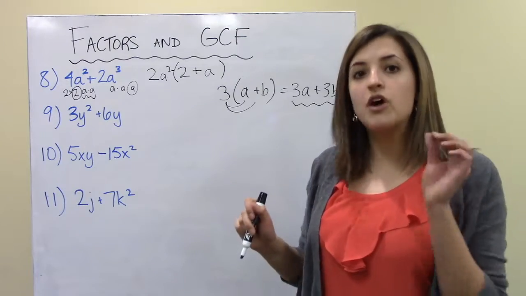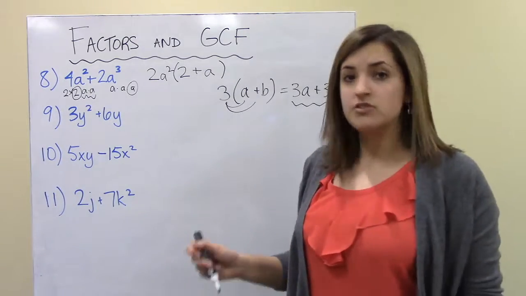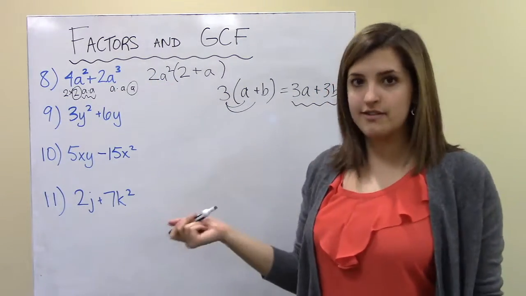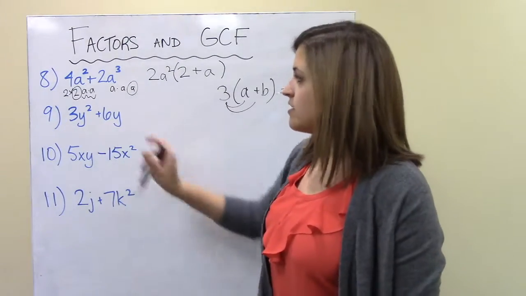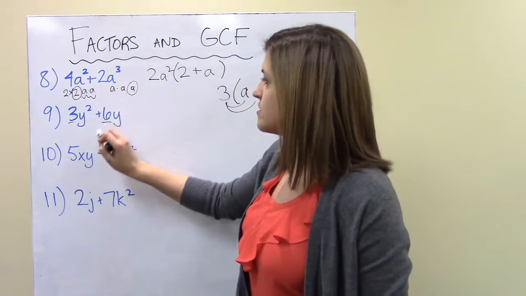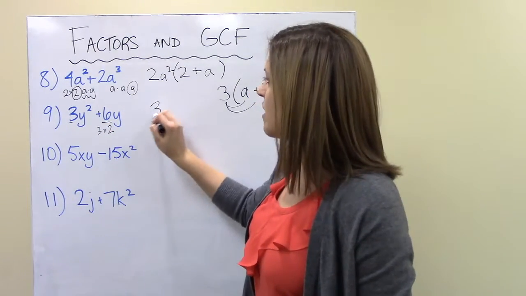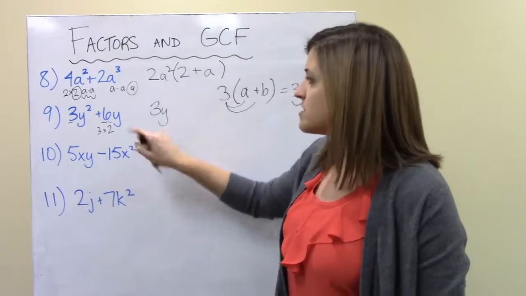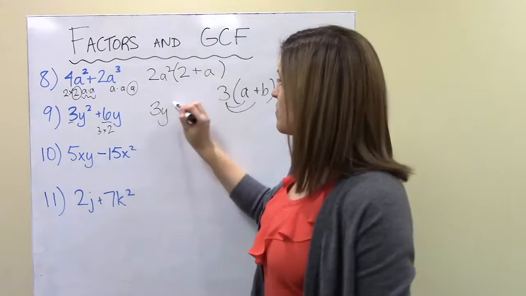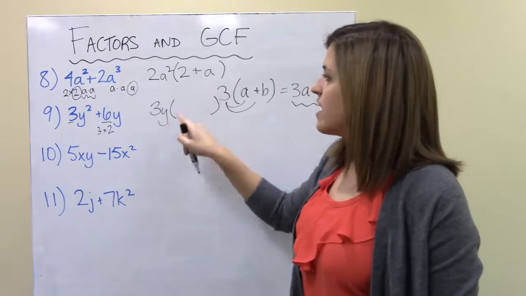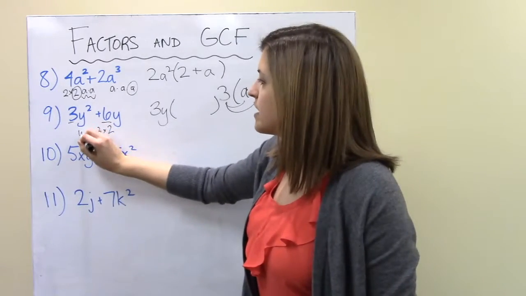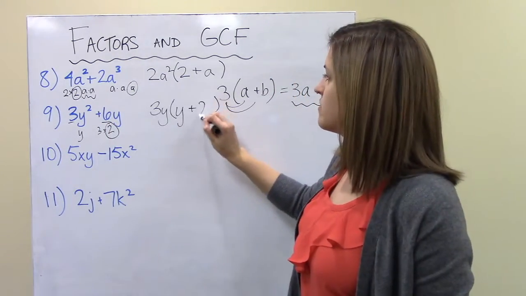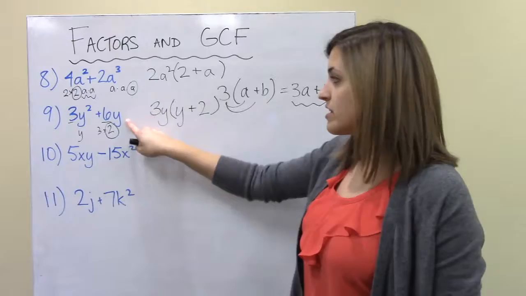And you can always check yourself by distributing. So if you distribute this, you should be able to get back 4a squared plus 2a cubed. And in fact, we do. Okay, number 9, I can see I have 3 and 6. Well, 6 is just 3 times 2, so I can pull a 3 out. And I have y squared and y. So I'm going to pull a y out, and that's all I can pull out of this. So what I'm left with is 3y times, I'm going to have a y here that I didn't use, so y, and I'm going to have this 2 here that I didn't use before. Once again, if you distribute, you should be able to get the same thing that we started with.